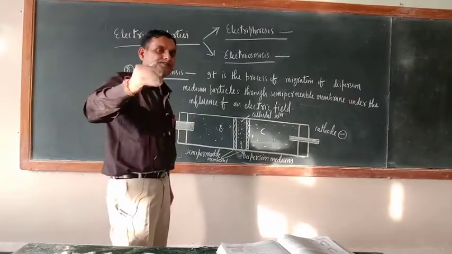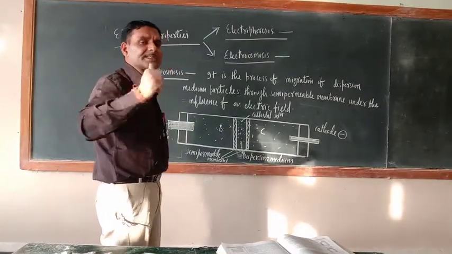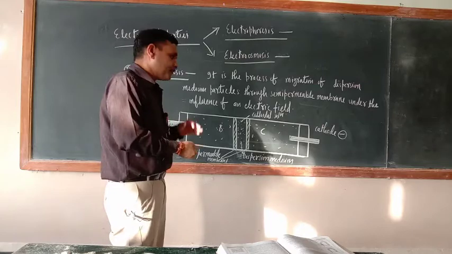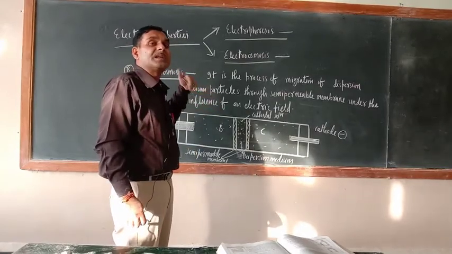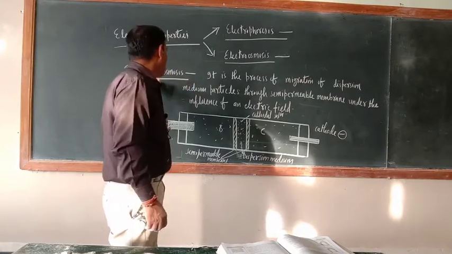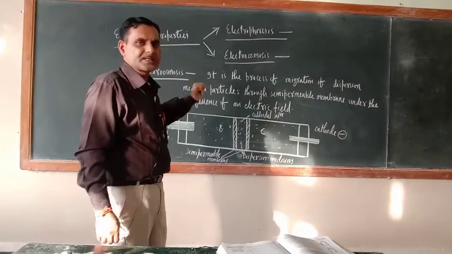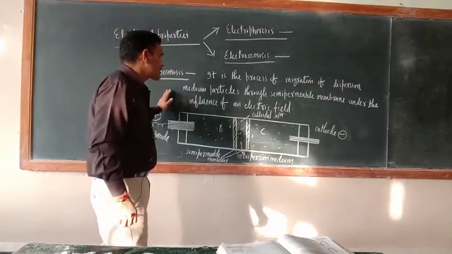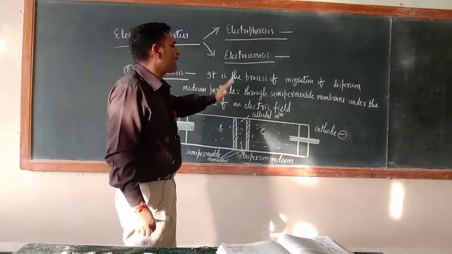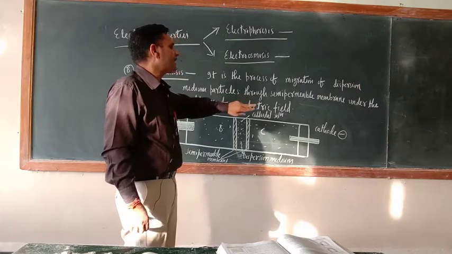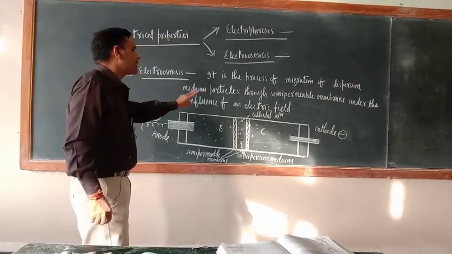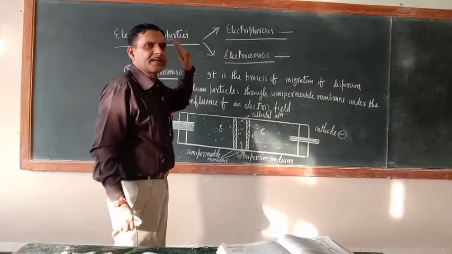And just see, normal osmosis rate is slow, but if you supply electricity, then the rate of osmosis will increase. That is why this is known as electroosmosis. So what is the meaning of electroosmosis? It is the process of migration of dispersion medium particles through a semi-permeable membrane under the influence of an electric field.